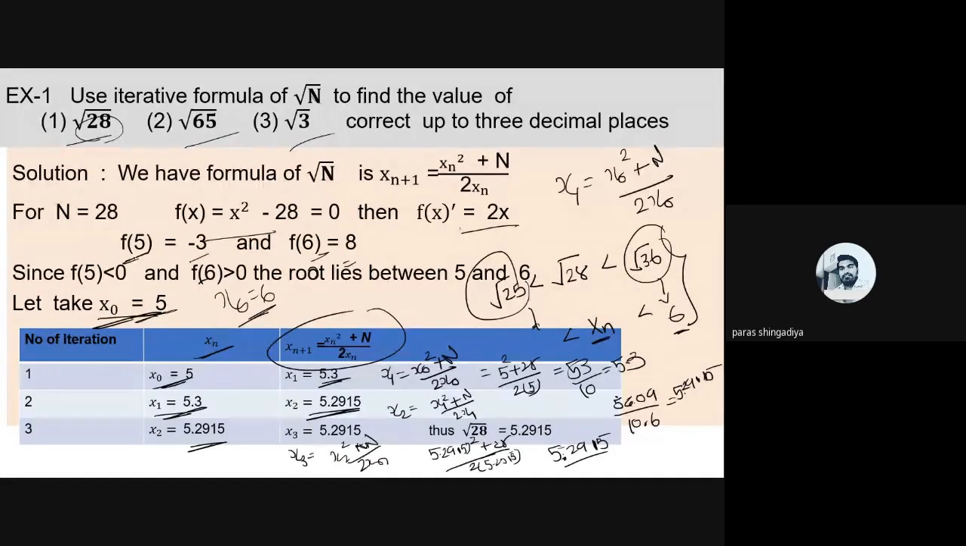Okay, good. Now for practice, you just write root 65 by yourself, and we'll check the answer in the next lecture. Try root 65. Clear? By the iterative formula.